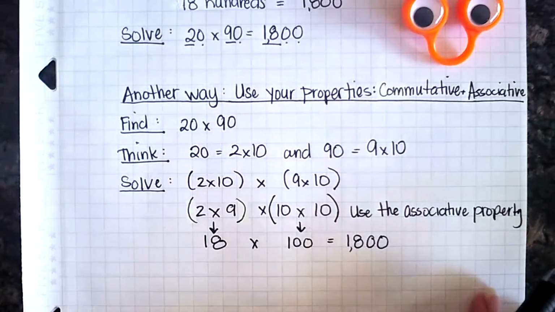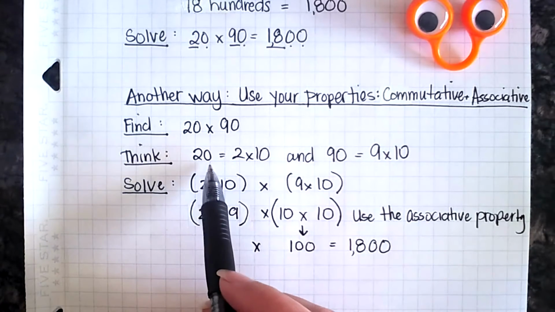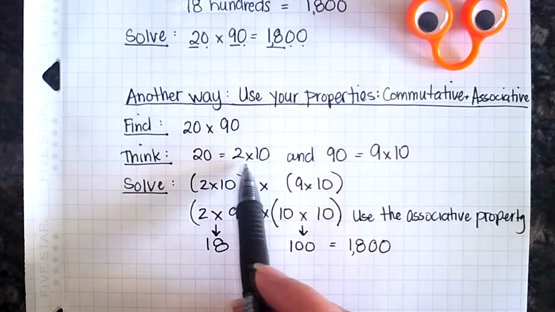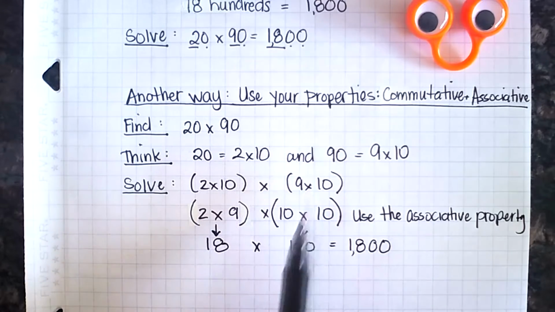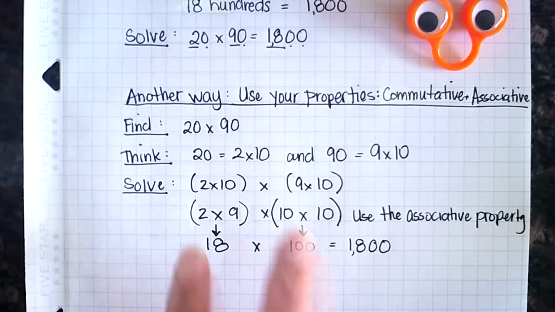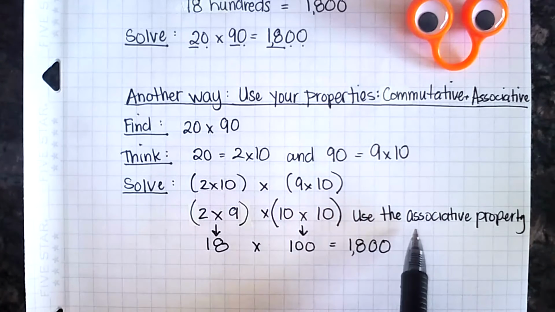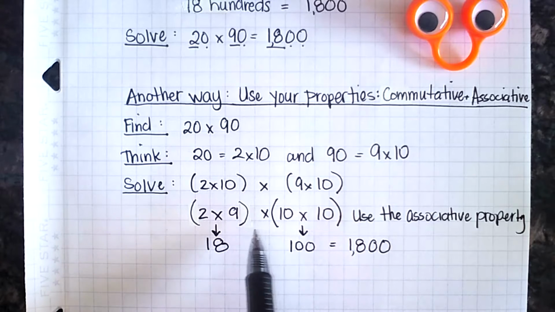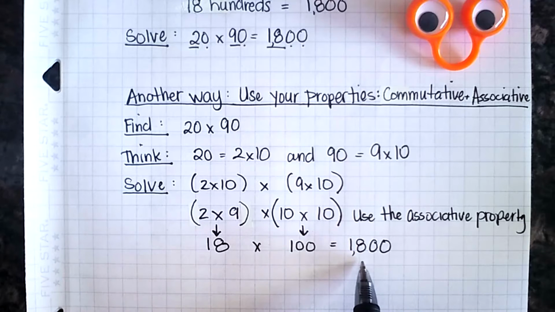Another way I'm able to solve is by using my properties. If I have those same numbers, 20 times 90, we know 20 is 2 times 10 and 90 is 9 times 10. And I can use that commutative property, just like they said in the video, to switch around and rearrange some of my numbers, and then I use my associative property to group together. So 2 times 9 is 18. 10 times 10 is 100. 18 times 100 is 1,800.